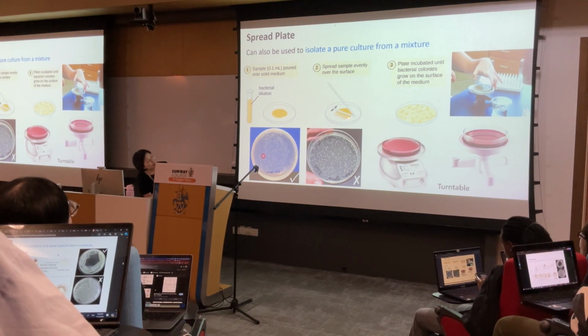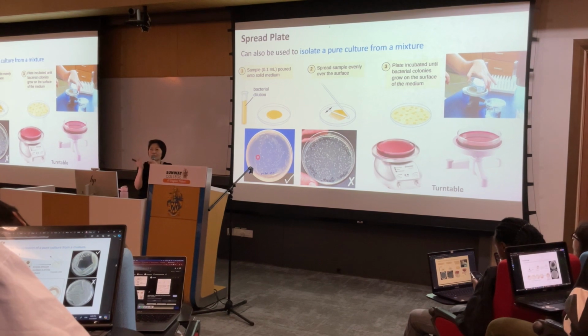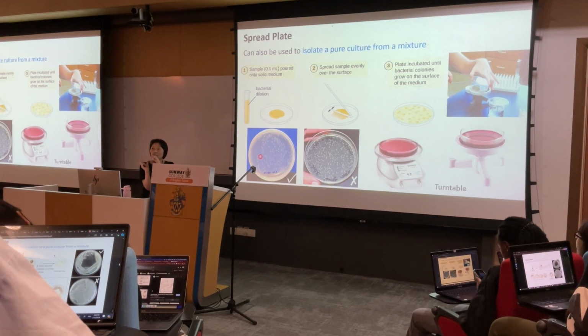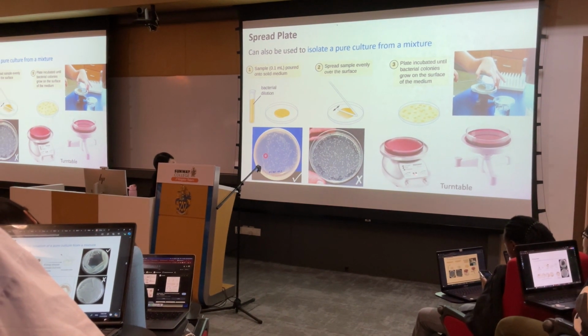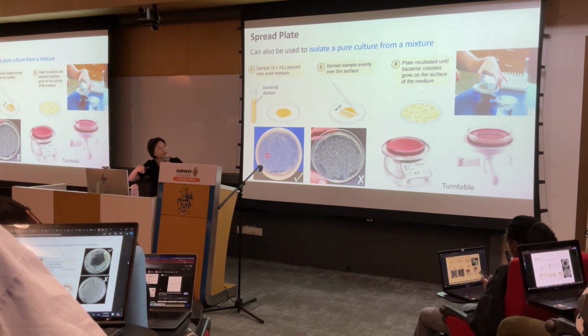Now for the spreading, if you have nothing, you just turn the plate like this when you do spreading. But if you have something to help, this is called a turntable. This is something that you can turn. So you just hold the spreader on the surface, touching the surface, and then you turn it, and it will turn. This one is quite useful.